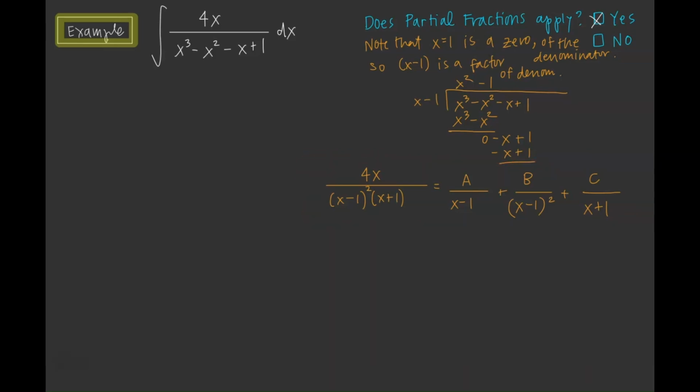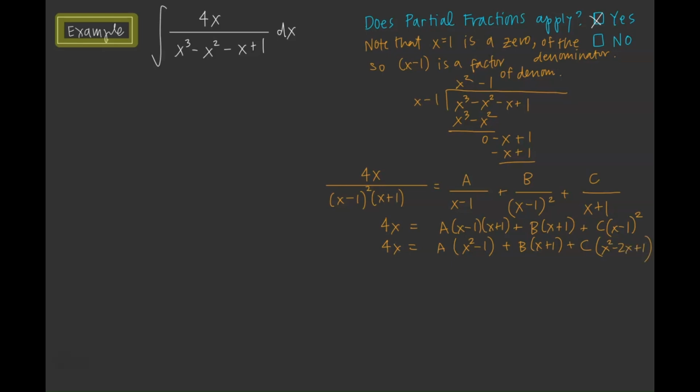And so we'll go ahead, as we did before, and multiply both sides by this denominator and start clearing things out. And we have 4x equals a times x minus 1, x plus 1, plus b times x plus 1, plus c times x minus 1 squared. And we multiply everything out. We'll have a times x minus 1 times x plus 1, so that will just be x squared minus 1, plus b times x plus 1, plus c times x minus 1 squared, so that will be x squared minus 2x plus 1.